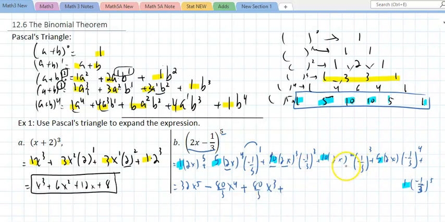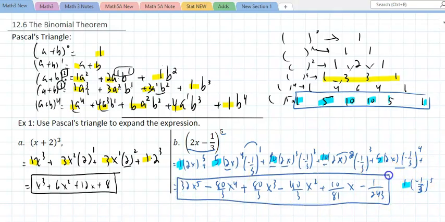I'm sorry, it's not plus, it's minus. Minus 2 squared is 4. 4 times 10 is 40. Plus 5 times 2 is 10 over 3 to the fourth is 81. And the last term will be 1 over 81 times 3, 243.